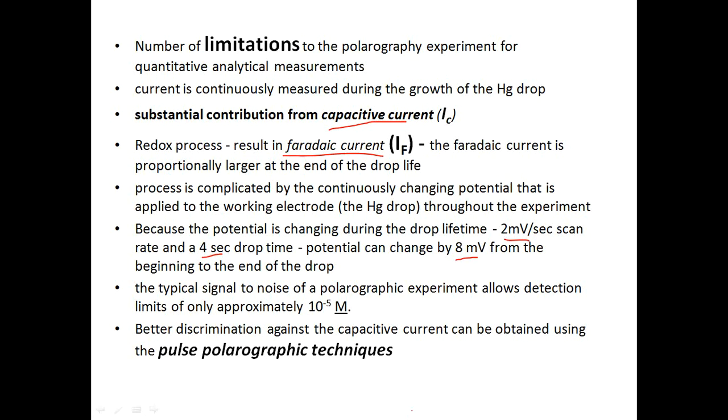So this creates a lot of noise in the polarogram, meaning an unwanted capacitive current is also measured. That gives noise in the polarographic experiment, and that reduces the sensitivity of the current measurement, and the concentration that can be measured is limited to a region of only 10 to the power minus 5 molar. So this is the limitation for direct current polarography. To overcome this, it can be easily overcome by a method called the pulse polarographic method.